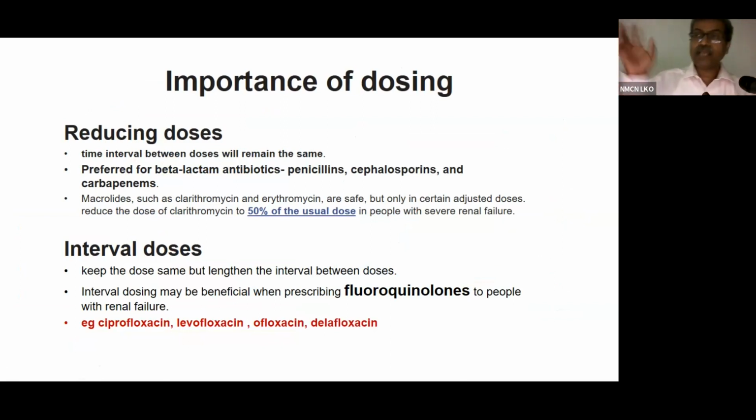There are two important ways through which you can modify the drug dosing. One is reducing the dose, the other is the interval dosing.